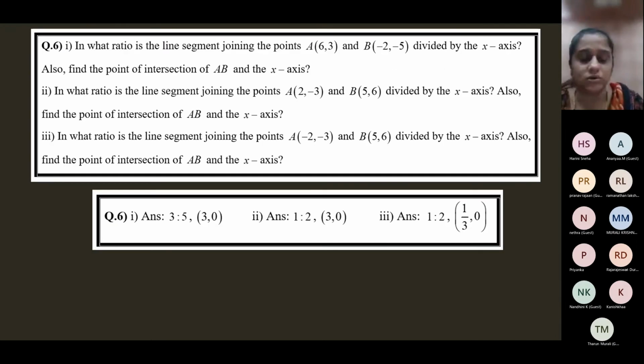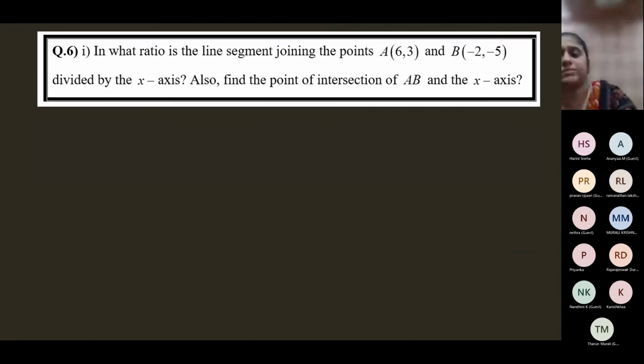Now I'm not going to work the sixth one. Take a picture of this one, children. You have to do it by yourself, because it's very simple. In what ratio? Again, ratio. The line segment joining the points A and B is divided by the x-axis. So on the x-axis, y is 0. The y coordinate is 0.